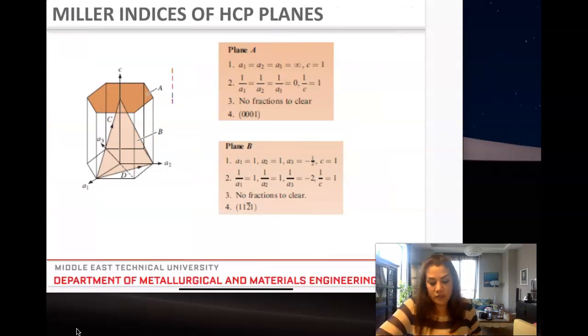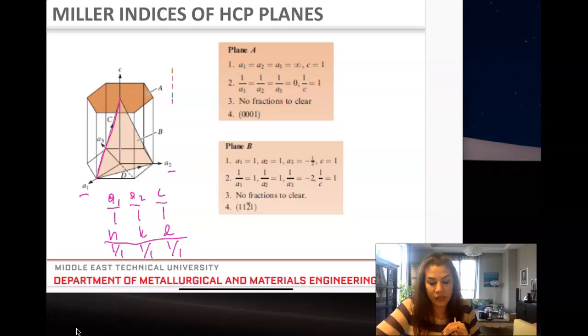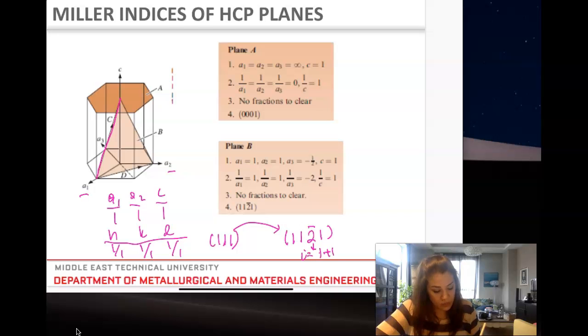We can solve other examples. For example, for this B plane here, this B plane has a three axis in between A1 and A2. A1, A2, and C, in other words, H, K, L being, sorry, A1, A2, C being 1, 1, 1, right? HKL being 1 over 1, 1 over 1, 1 over 1. Don't forget to do this reciprocation, otherwise you might get misled. Okay? So my HKL is 1, 1, 1 in three axis. So convert that into four axis: 1, 1, 2 bar, 1. Why? Because this I is equal to 1 plus 1 with the negative sign.